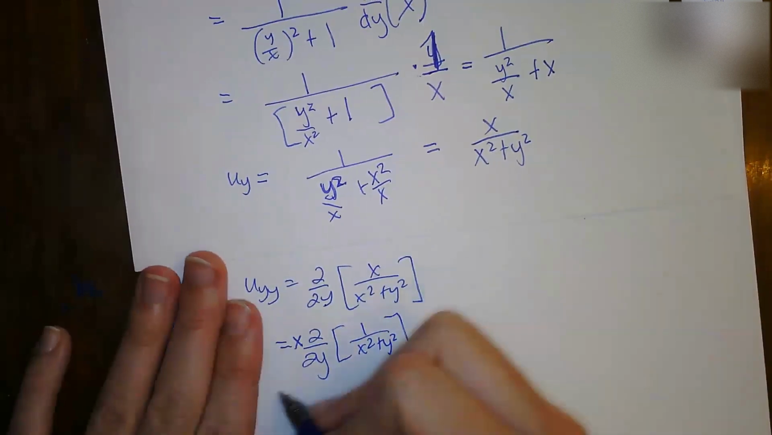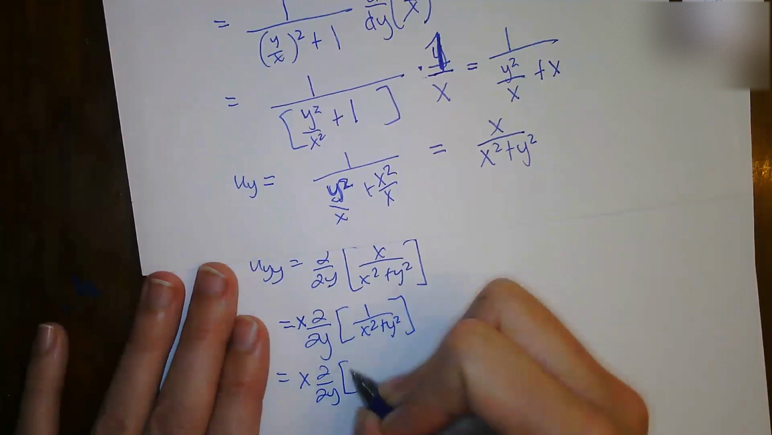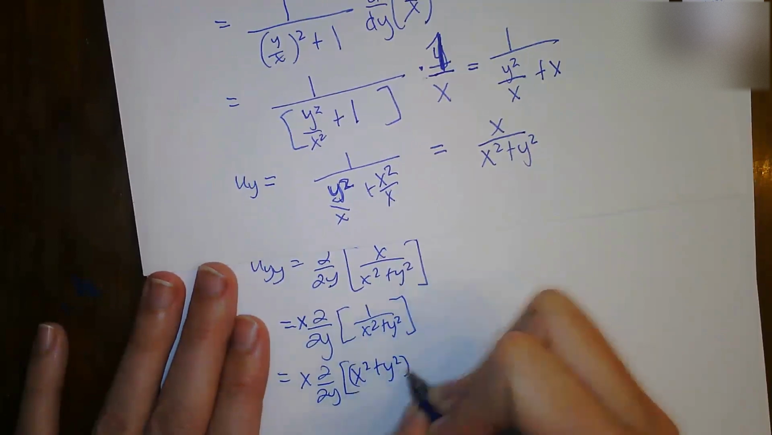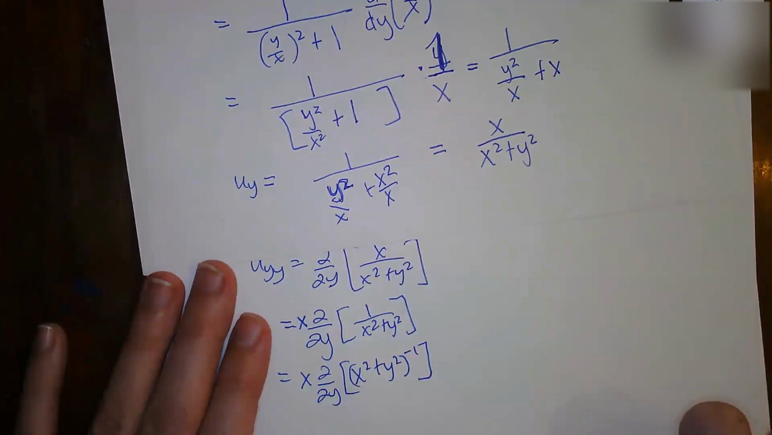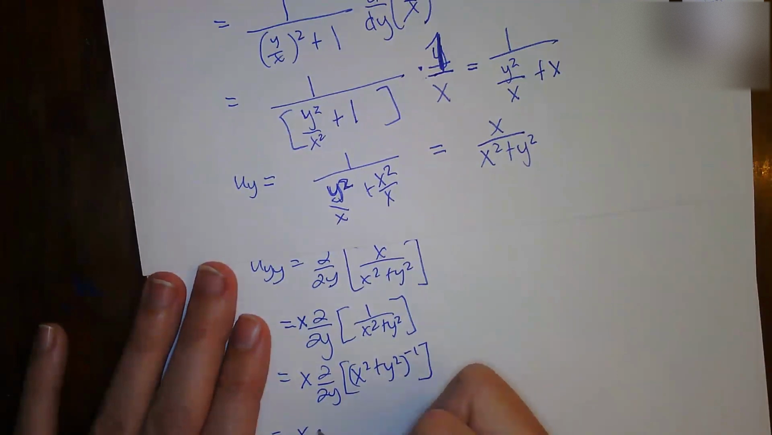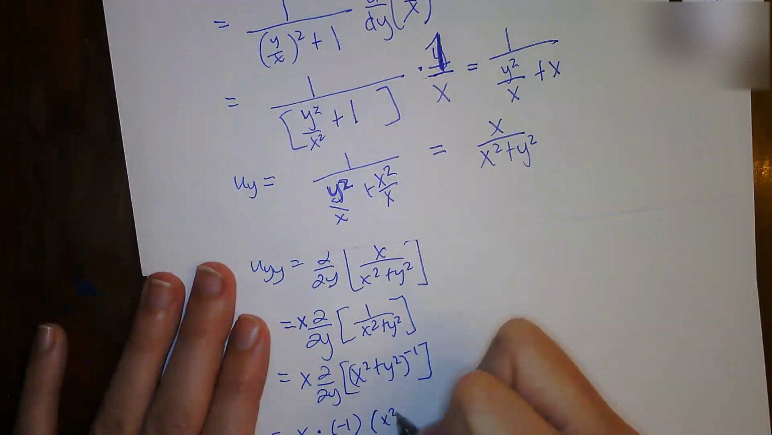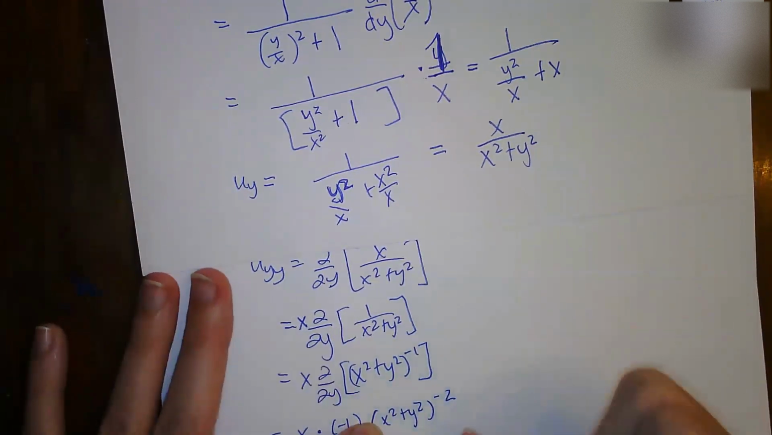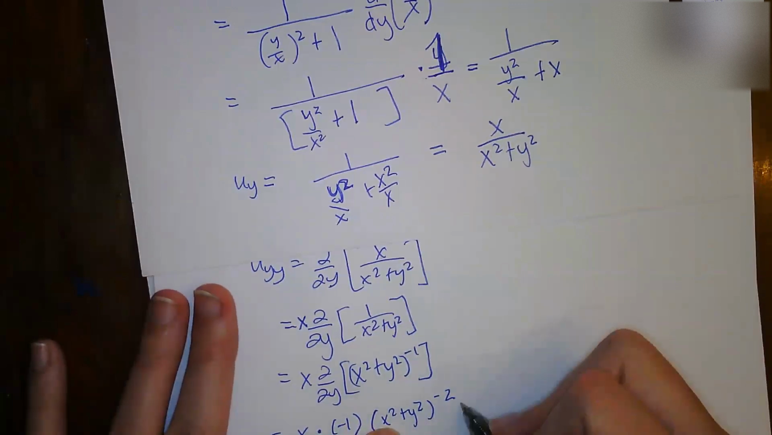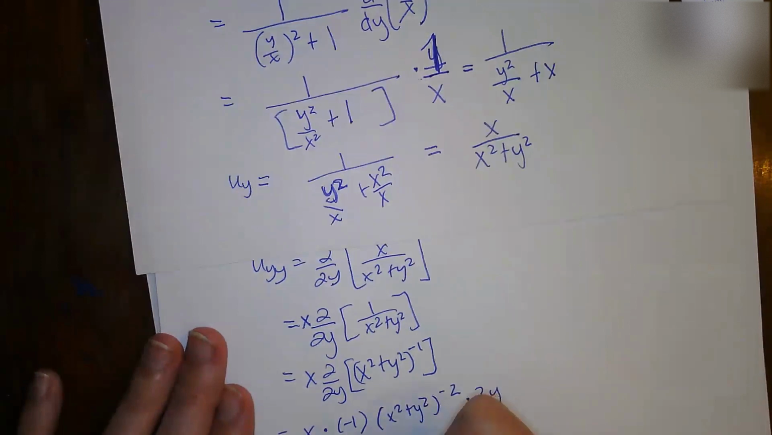Or we can rewrite that if we want to get a little more fancy. We could just say that's really just x squared plus y squared raised to the minus 1, right? And when we take the derivative of that, we end up with times negative, we bring that in the front and then subtract 1, and that's x squared plus y squared to the minus 2. Then by chain rule, we take the derivative of the inside with respect to y, we end up with 2y. So simplifying this, we end up with negative 2xy all over x squared plus y squared, squared.